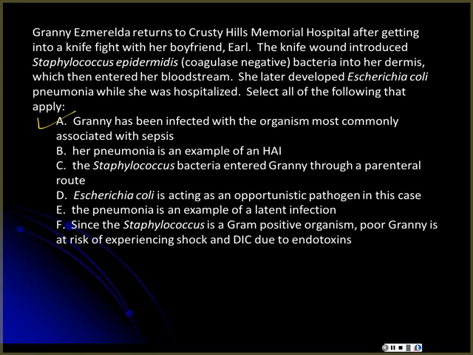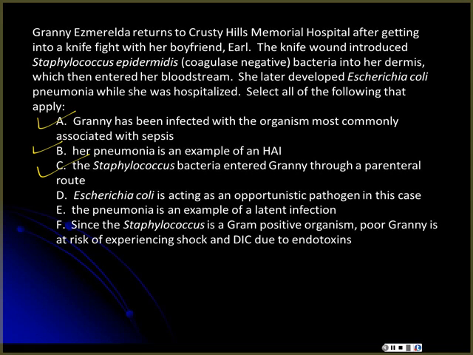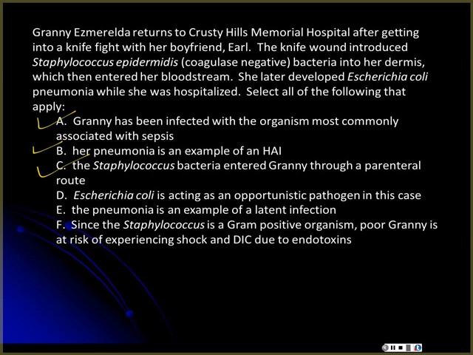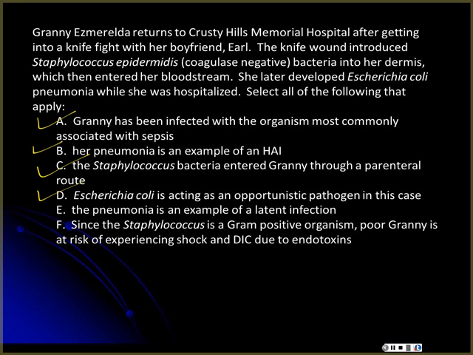Her pneumonia is an example of an HAI, yeah. She got it in a healthcare facility. The staph bacteria entered Granny through a parenteral route. Yeah, because it was through a knife wound. That's a parenteral route. E. coli is acting as an opportunistic pathogen in this case. Yeah, it's not normally a pathogen, but when it gets into parts of the body where it's not supposed to be, it can take advantage of the opportunity. The pneumonia is an example of a latent infection.